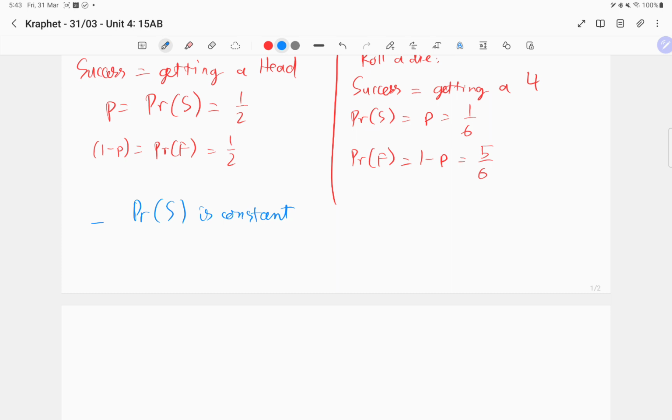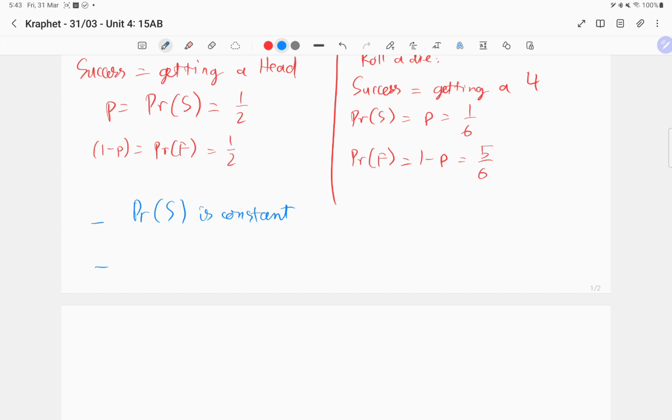What do you think, Peter? Oh, for example, you're picking balls in a bag, different colors. Yep, that's right. If you take out balls from a bag and you don't replace the ball every time you pick a ball out, the probability of success changes. So that wouldn't be a Bernoulli distribution.